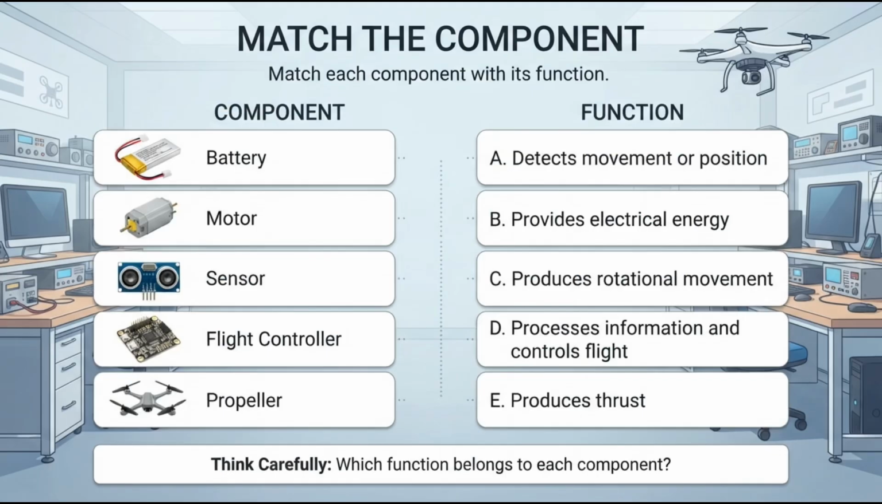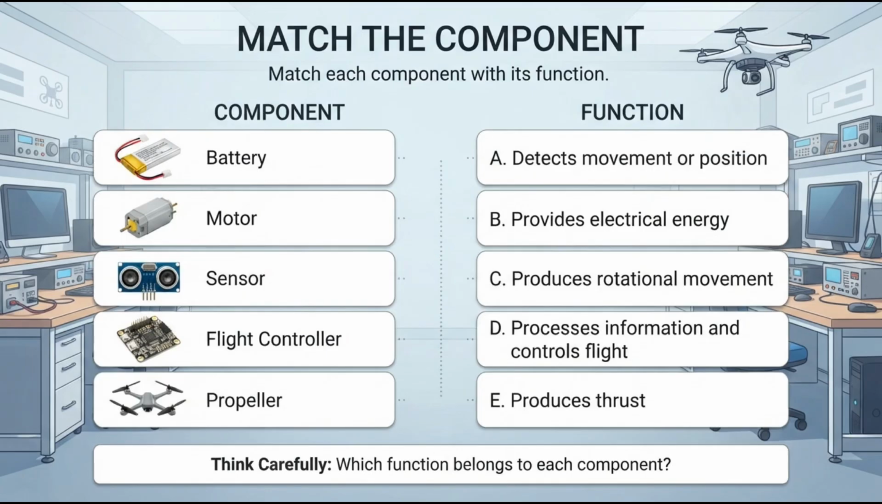Match the component. Let's see what you've learned. Match each component with its function. 1. Battery. 2. Motor. 3. Sensor. 4. Flight controller. 5. Propeller. Now match them with A. Detects movement or position. B. Provides electrical energy. C. Produces rotational movement. D. Processes information and controls flight. E. Produces thrust. Let's check.